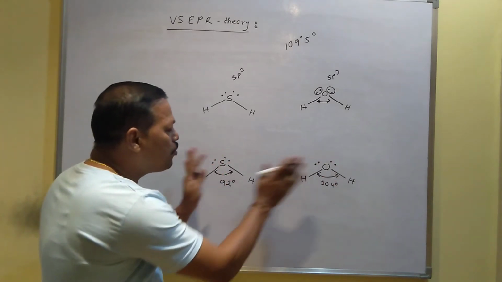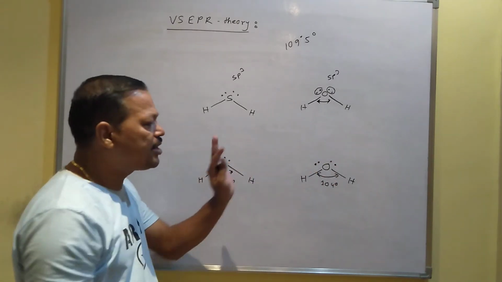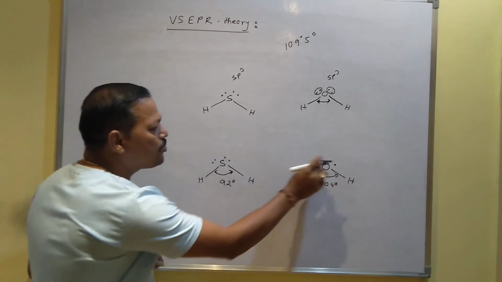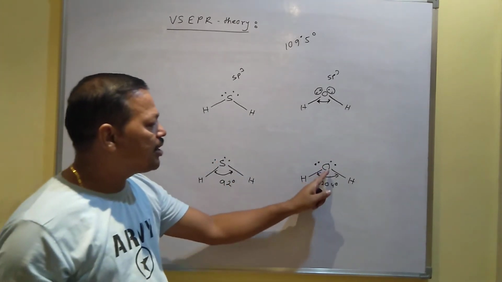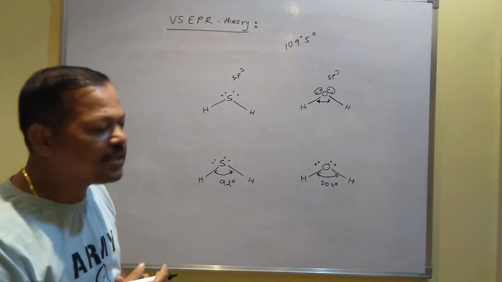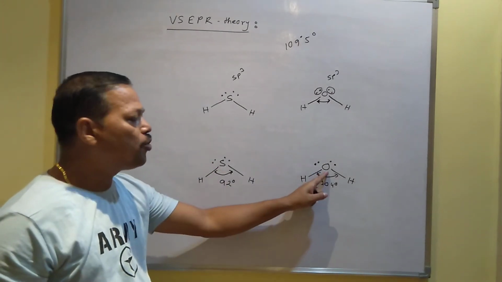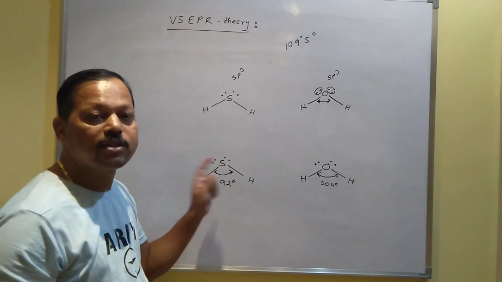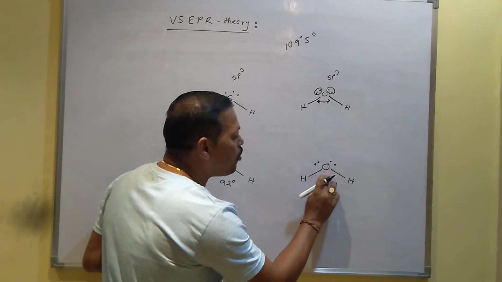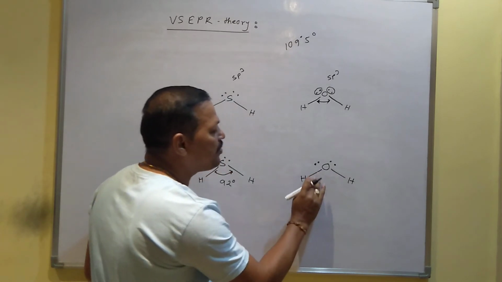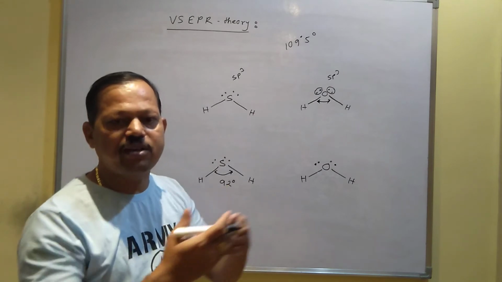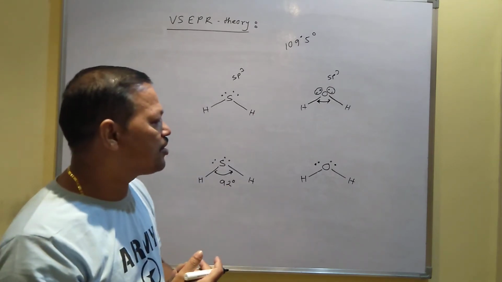But although both the molecules are the same, both contain the same number of bond pair and the same number of lone pair, here the central atoms are different. Here the central atom is oxygen, here the central atom is sulfur. And due to the different central atom, you know oxygen is more electronegative than sulfur. Due to more electronegativity of oxygen, what is electronegativity? Electronegativity means it is the power of attraction towards the shared pair of electrons.